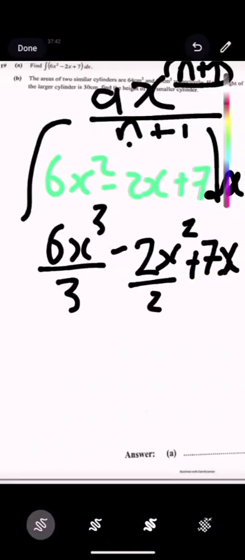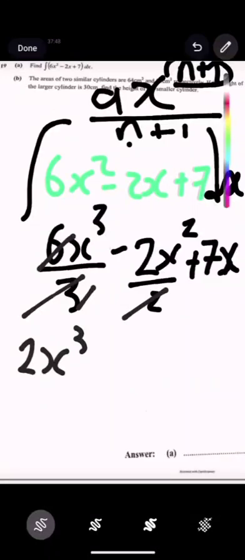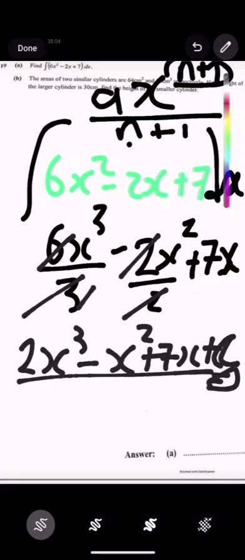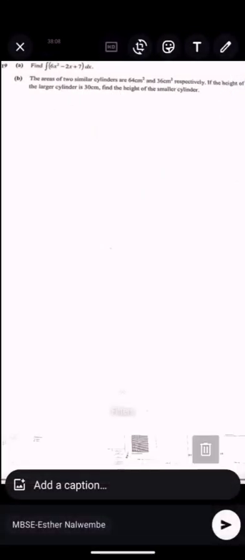So the next job is now to simplify. 6 over 3, 2, so you have 2x to the power 3. 2 over 2, 1, so you have minus x squared plus 7x plus c. Don't forget the c. Most forget the c. Don't forget the c. Okay, after doing everything, add the c. That's the rule. And there's a good reason for that, which we may not need to go into details now.